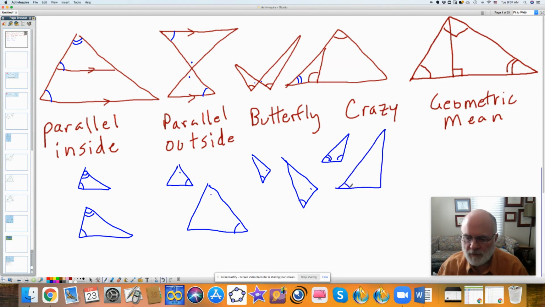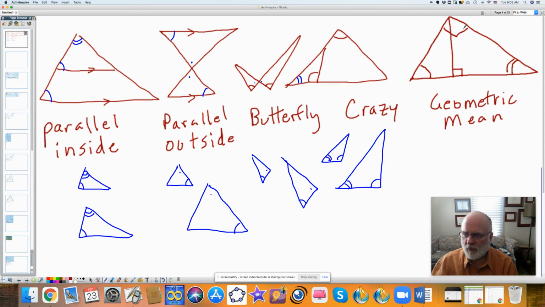Redrawing it only takes a moment, but it will save you a lot of problems when it comes time to solve, setting up the proportion correctly. We know how to solve proportions. The question is, can you write the proportion correctly?